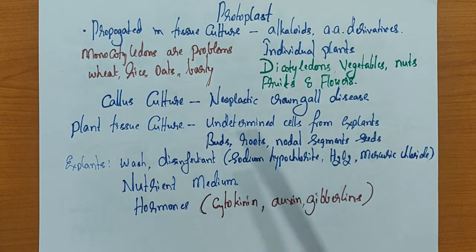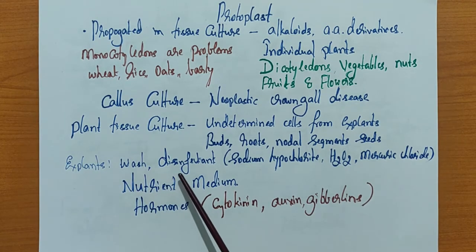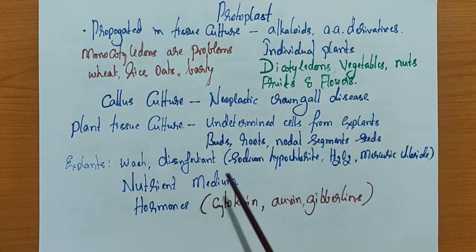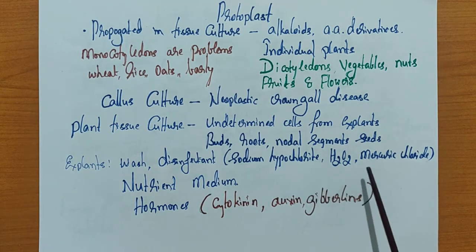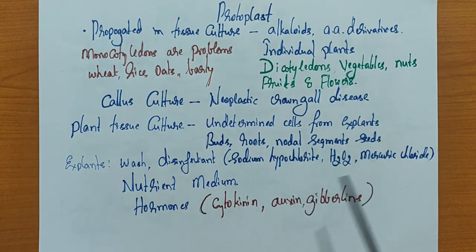First, we take these explants and wash them thoroughly in distilled water. Then we subject them to disinfection. What is a disinfectant? Usually the disinfectants are sodium hypochlorite, hydrogen peroxide or mercuric chloride. We can use any one of them for the disinfection.